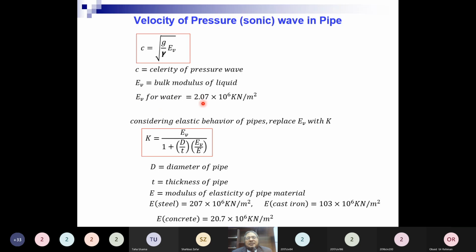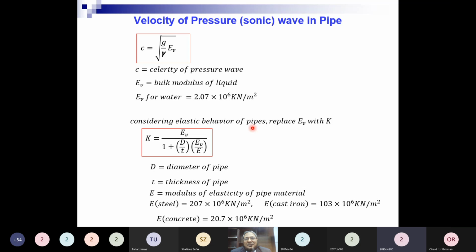Now, EV for water is 2.07. Now, considering the elastic behavior of the pipe, replace EV with K. What do you think about the pipe material? If the pipe material is steel, does steel behave elastically up to a certain limit? What is your answer? Yes. What about cast iron? If a pipe is of cast iron and due to internal pressure, do you think the cast iron material behaves elastically for a certain limit? Yes. For a very small limit, sir.